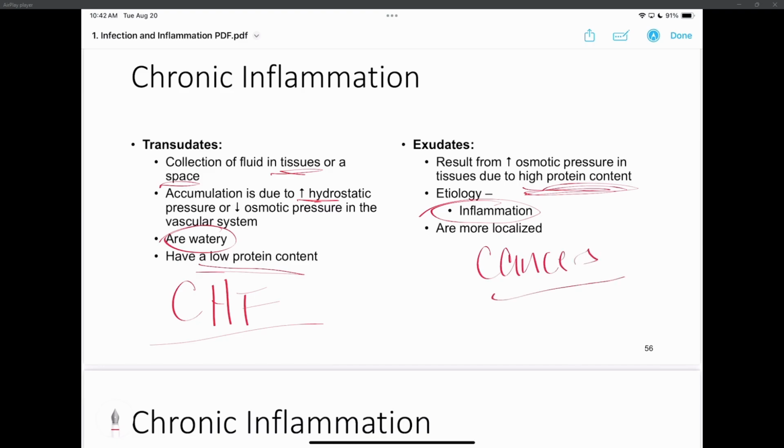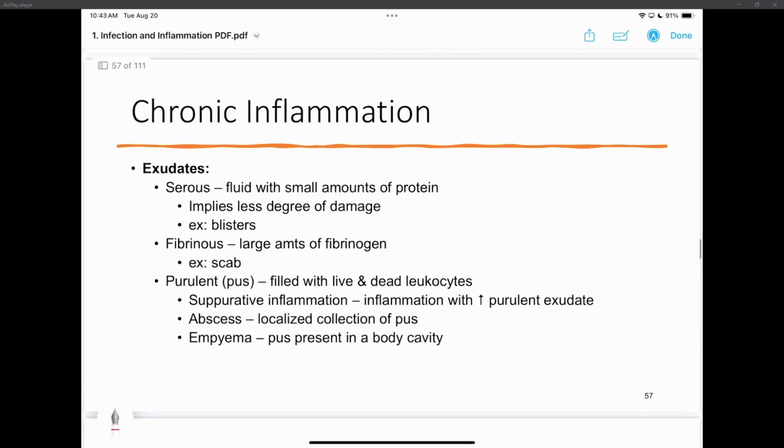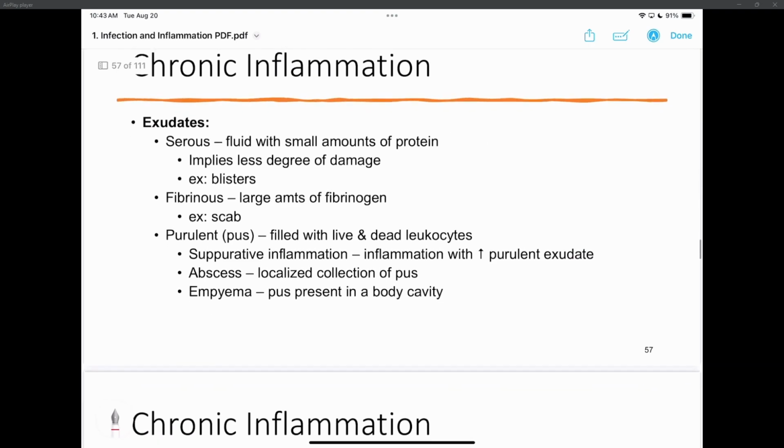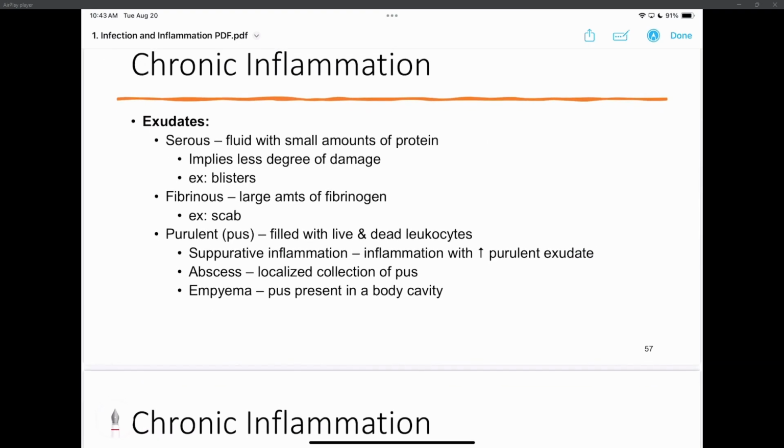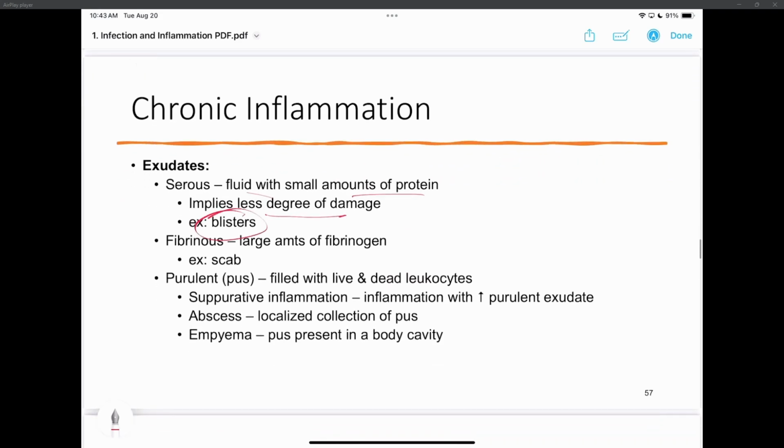Cancers can cause exudates to form. Okay, inflammation. Cancer causes inflammation in that area where the cancer is forming, so you can get exudates there. So let's talk about that a little more. An exudate can be described as serous in quality: fluid, very small amounts of protein, less degree of damage. An example of a serous exudate is a blister.